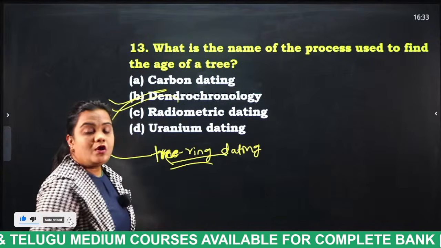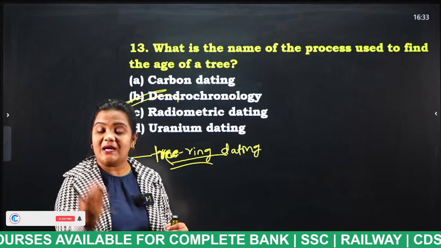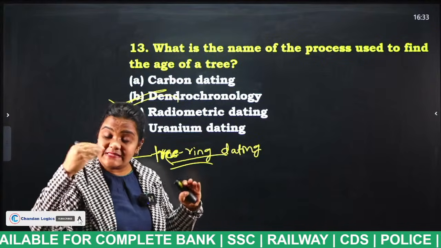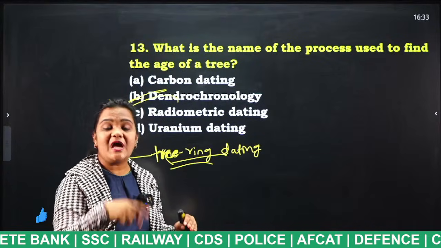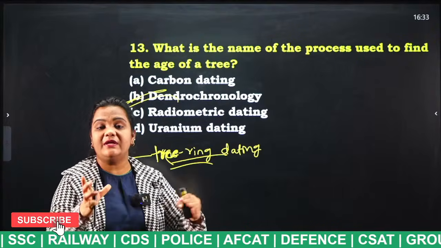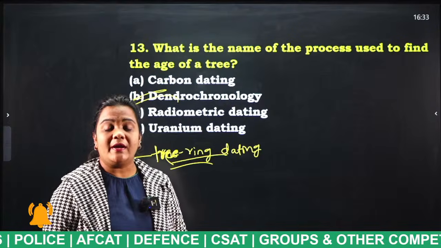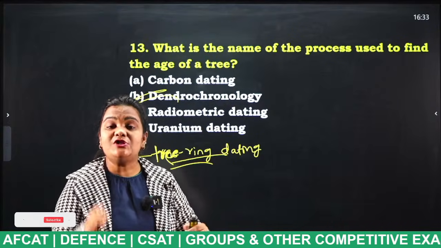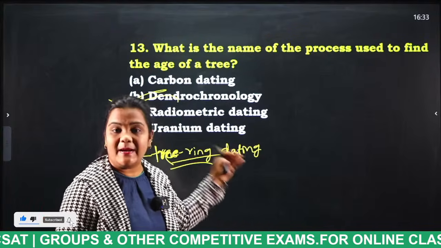Tree dating. So if we look at the bark of a tree, or if you look at the center part of the tree, we can observe rings which are surrounded around that plant tree. Based on the rings, we can recognize the age of that particular tree.